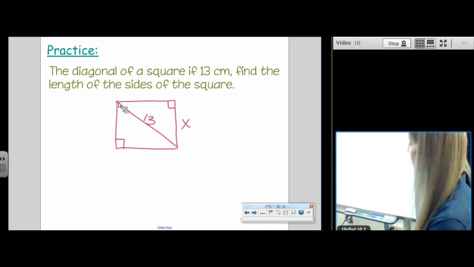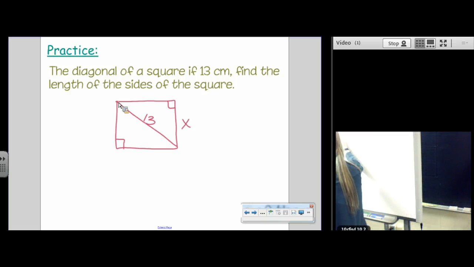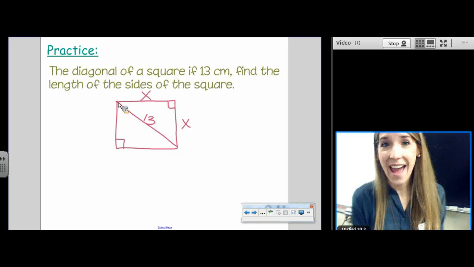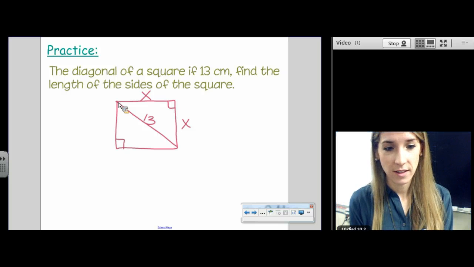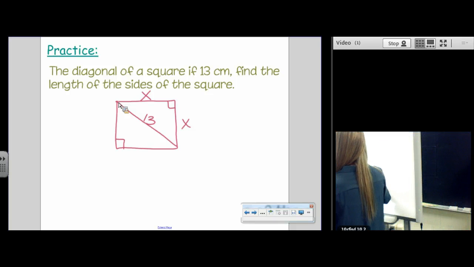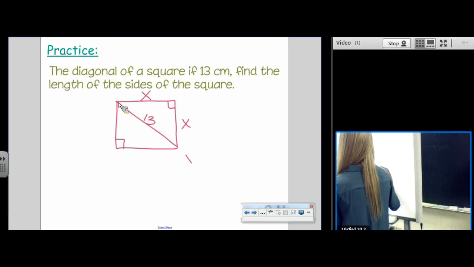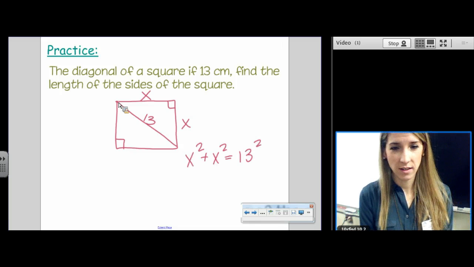Almost. If this is really a square, guys, then all of the sides are x, because in a square, all of the sides are congruent. See that? So now I can do the Pythagorean Theorem. A squared plus b squared equals c squared. Do you see what's going on here?